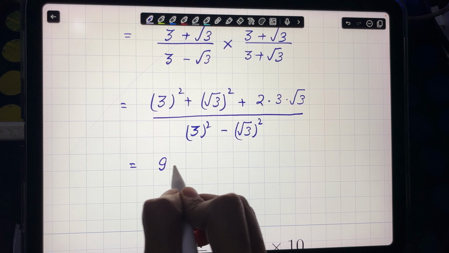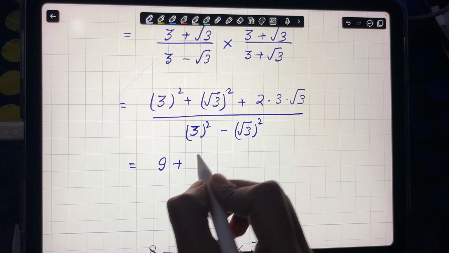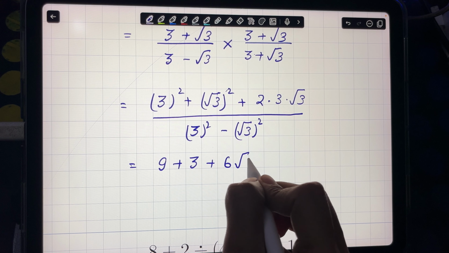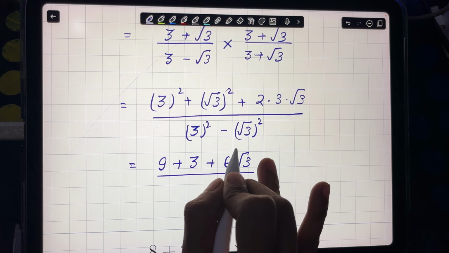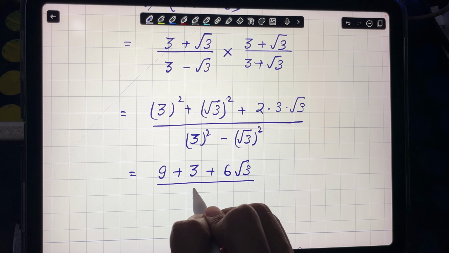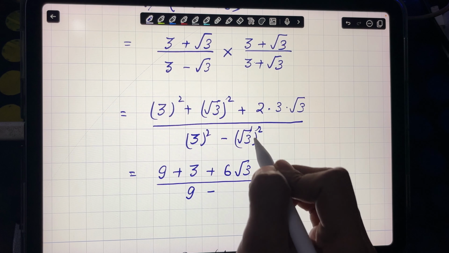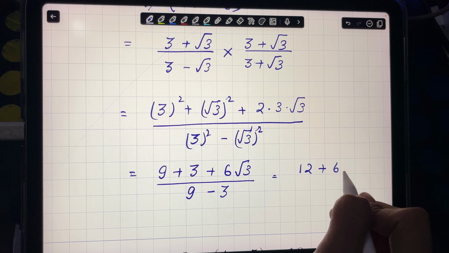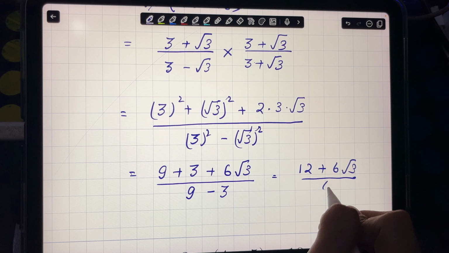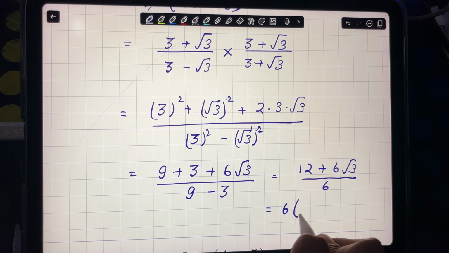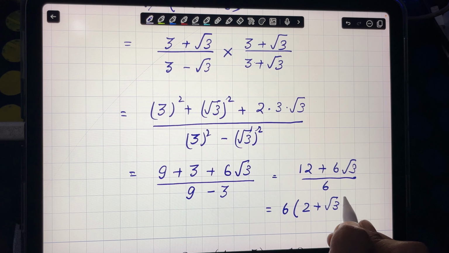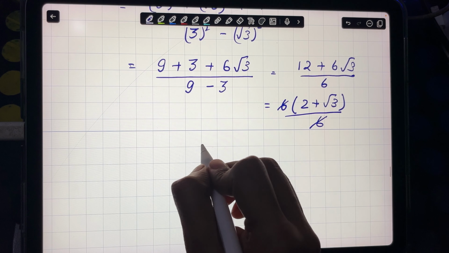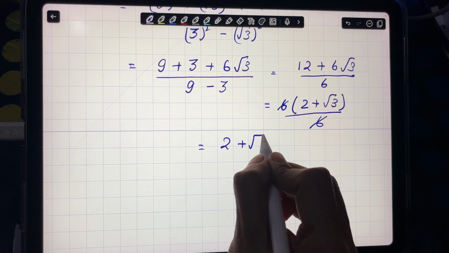So 3 squared is 9 plus, remove the square root with the square, so it is 3, plus 2 times 3 is 6 times square root of 3 upon 3 squared is 9 minus, remove the square root with the square, so it is 12 plus 6 times square root of 3 upon 6. Now take 6 as common. So 2 plus square root of 3 upon 6. Remove 6 here, like factor. Therefore, the answer is 2 plus square root of 3.